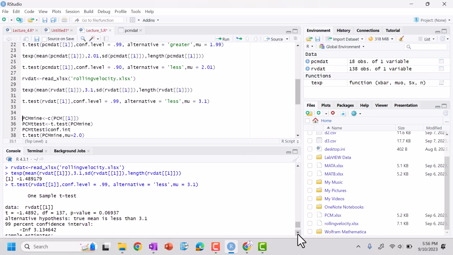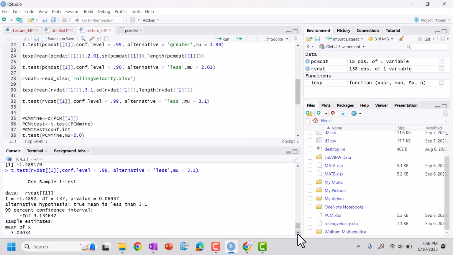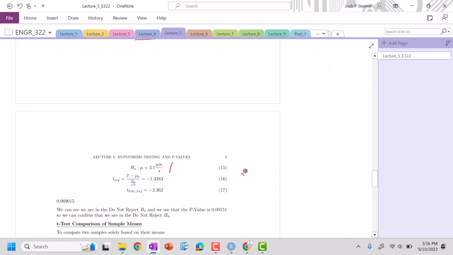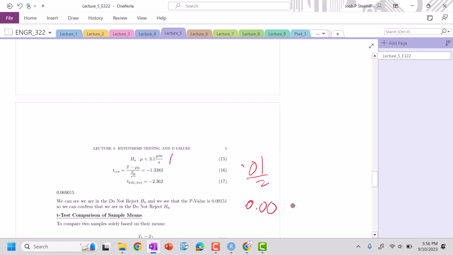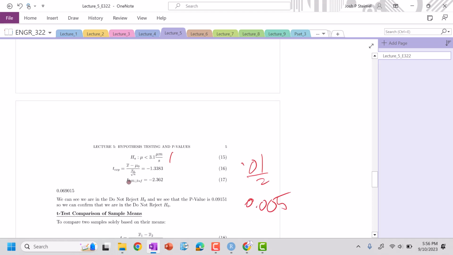We get a p-value of 0.06. Remember, our significance level is actually 0.01. If we divide that by 2, it's 0.005. Actually, there's an error here that we need to change in our notes. Excuse me, no, that is not. I keep thinking for some reason today it's a two-sided test, but no, it's t of 0.01 and it's infinity.